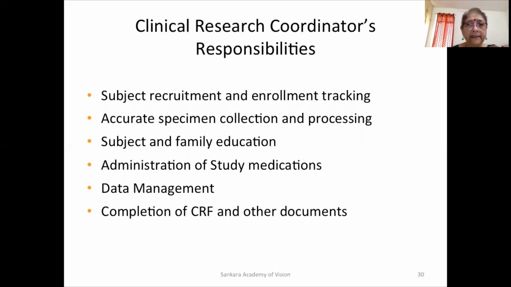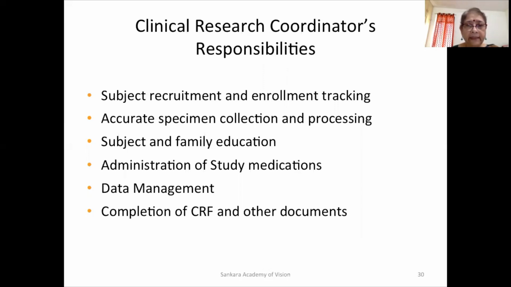So there is this person called the clinical research coordinator. Actually, this person is a friend of the research team at the site, because for every step, this person is responsible to check subject recruitment, enrollment tracking, how accurately the specimen is collected and sent for processing, and has the subject been educated enough, and in some cases the family also may need education.